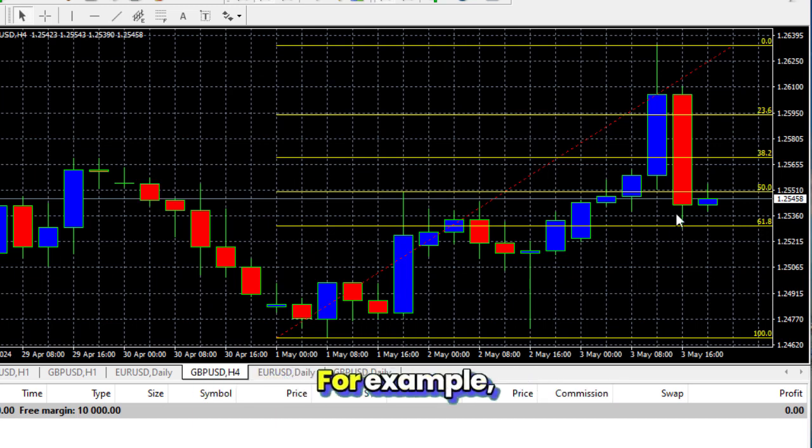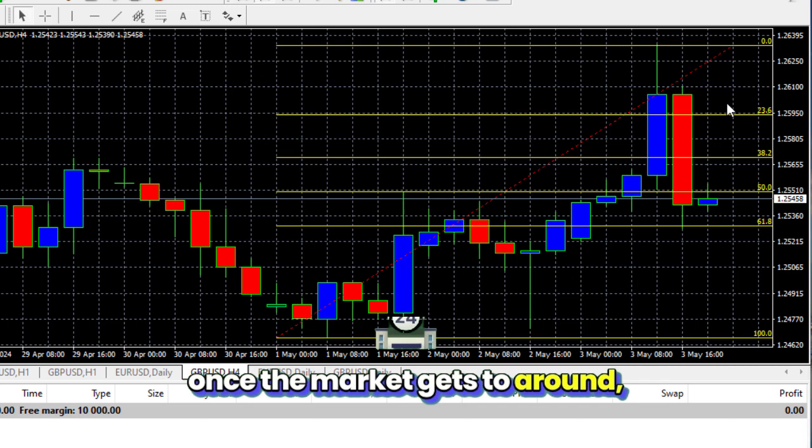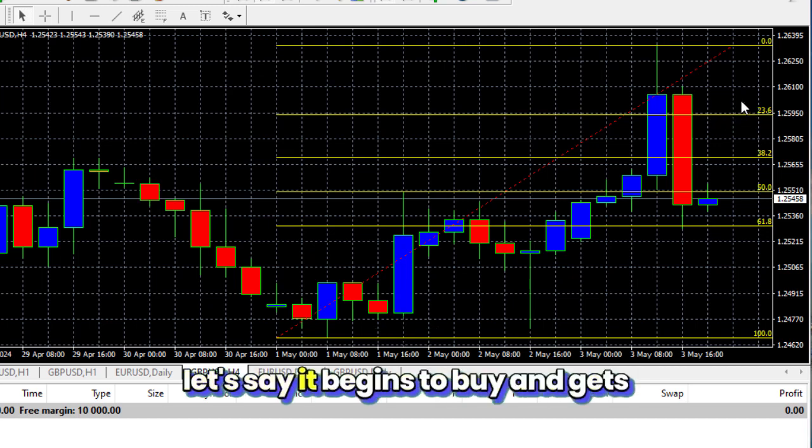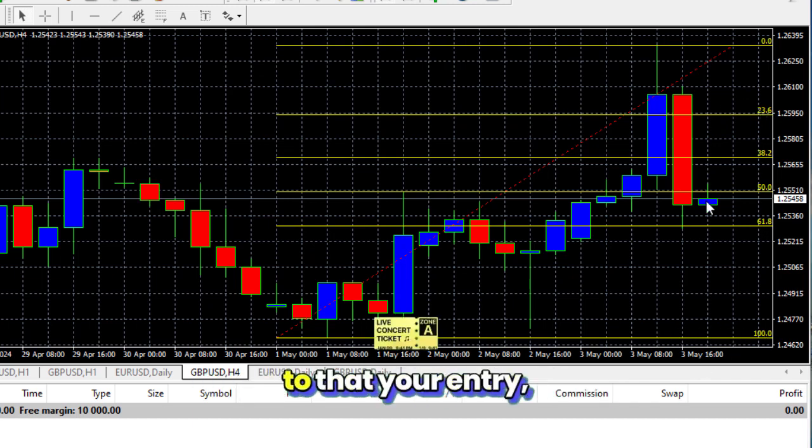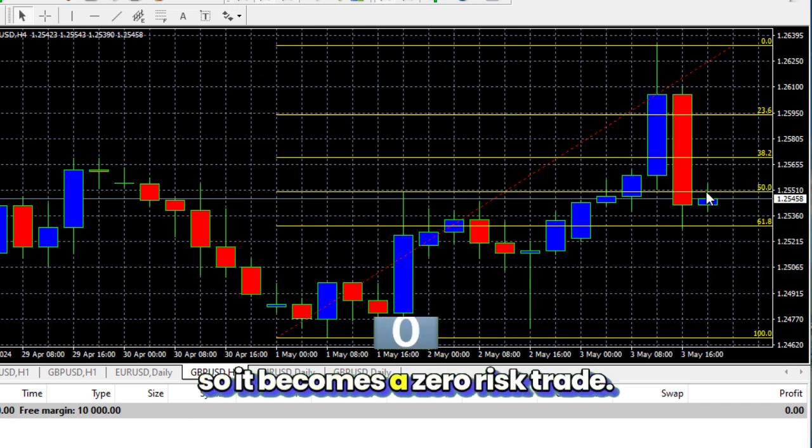What do I mean? For example, let's say as the week starts, you take a buy immediately on pound USD. Once the market begins to rally and gets to around the 23.6 level, you can now adjust the stop loss that you put around the 100 level to your entry. So it becomes a zero risk trade.